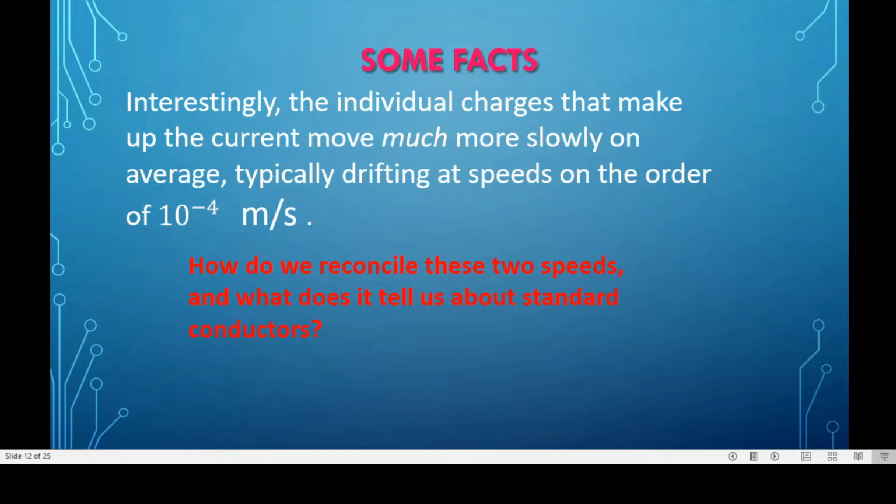The question that arises is, how do we reconcile these two speeds? One is the electrical signal, going at the order of 10 power 8 meter per second, near light speed, but individual charges are moving at 10 power minus 4 meter per second. How do we reconcile these two speeds, and what does it tell us about standard conductors?